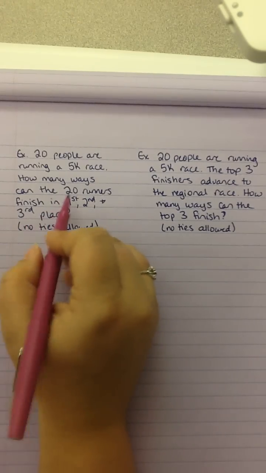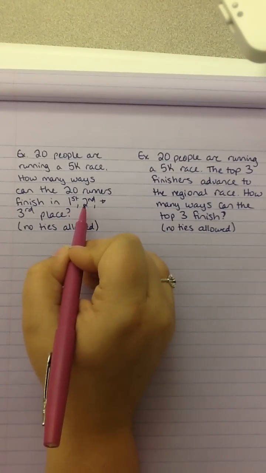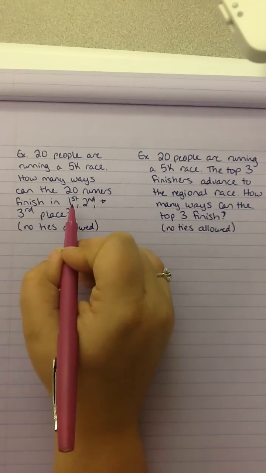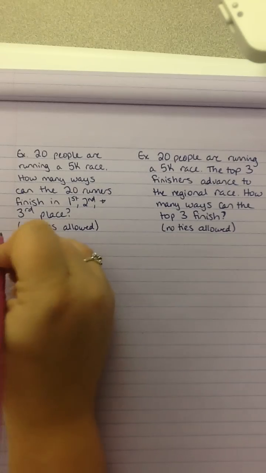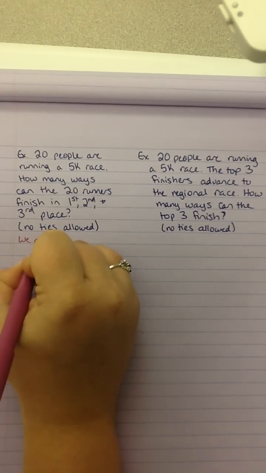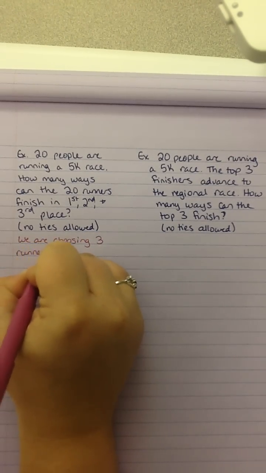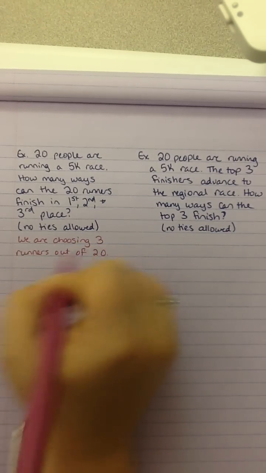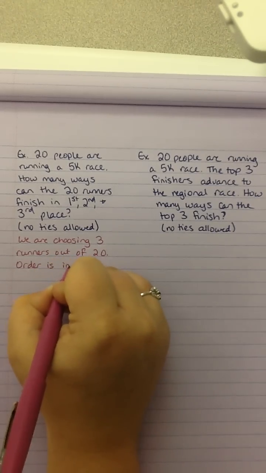Well, in this one, notice the first place guy gets first place, or girl. The second place person gets second place, and the third place person gets third place. So, is finishing first versus second versus third different? Yes. So, on this one, we are choosing 3 runners out of 20. And is the order important? Yes, it is important.